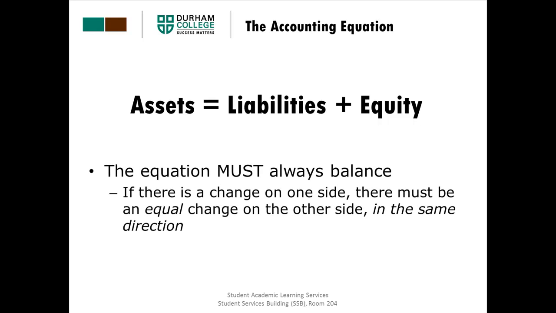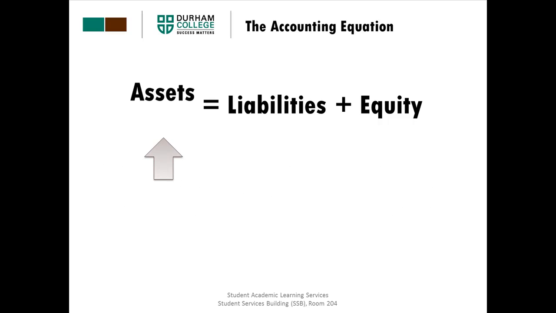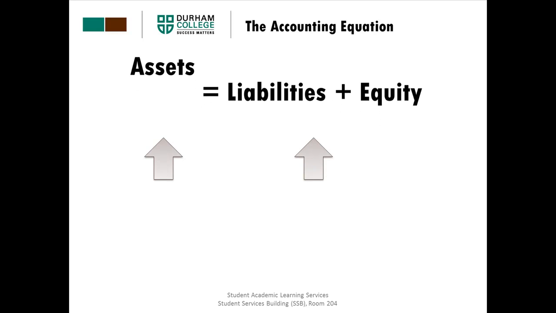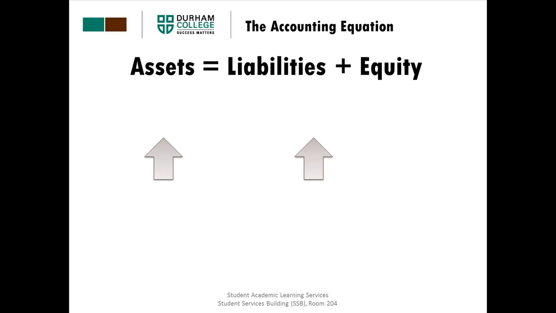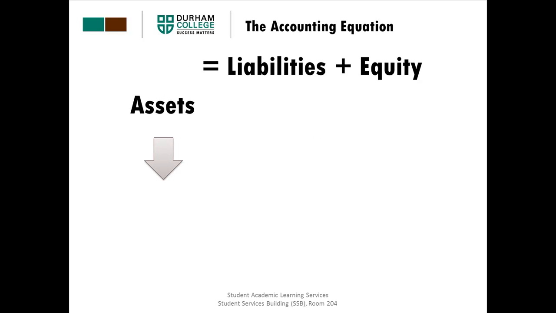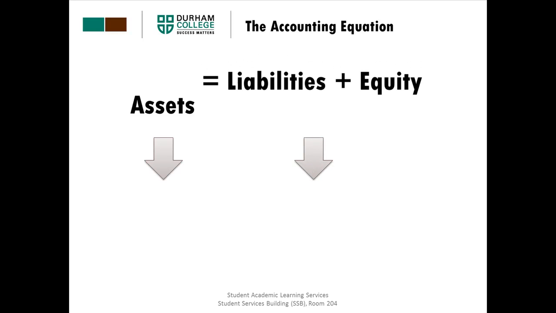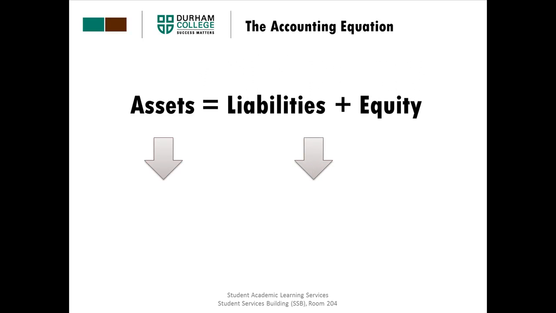The equation must always balance. What this means is that if there is change on one side of the equation, there must be equal change on the other side in the same direction. So if one side of the equation goes up, the other side must also go up. If one side of the equation goes down, the other side must also go down.